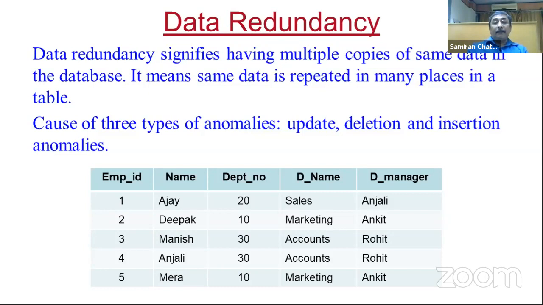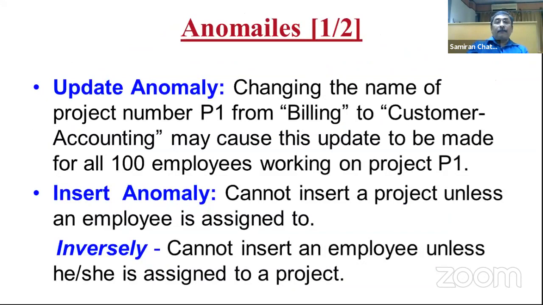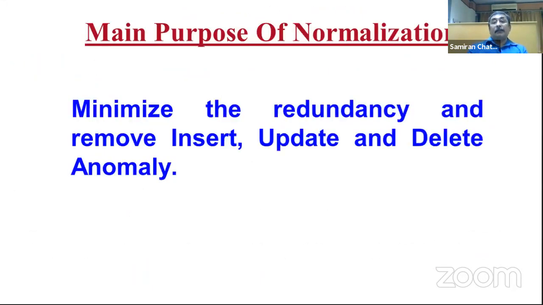Now, similarly, if I delete a department like 20, I will be deleting all the employees who work in that particular department. And if some employee works in that department and doesn't work in another department, then maybe that employee's details are lost by the deletion forever. We do not have that particular employee anymore. So we do normalization to minimize this redundancy and remove the insert, update, and delete anomalies.